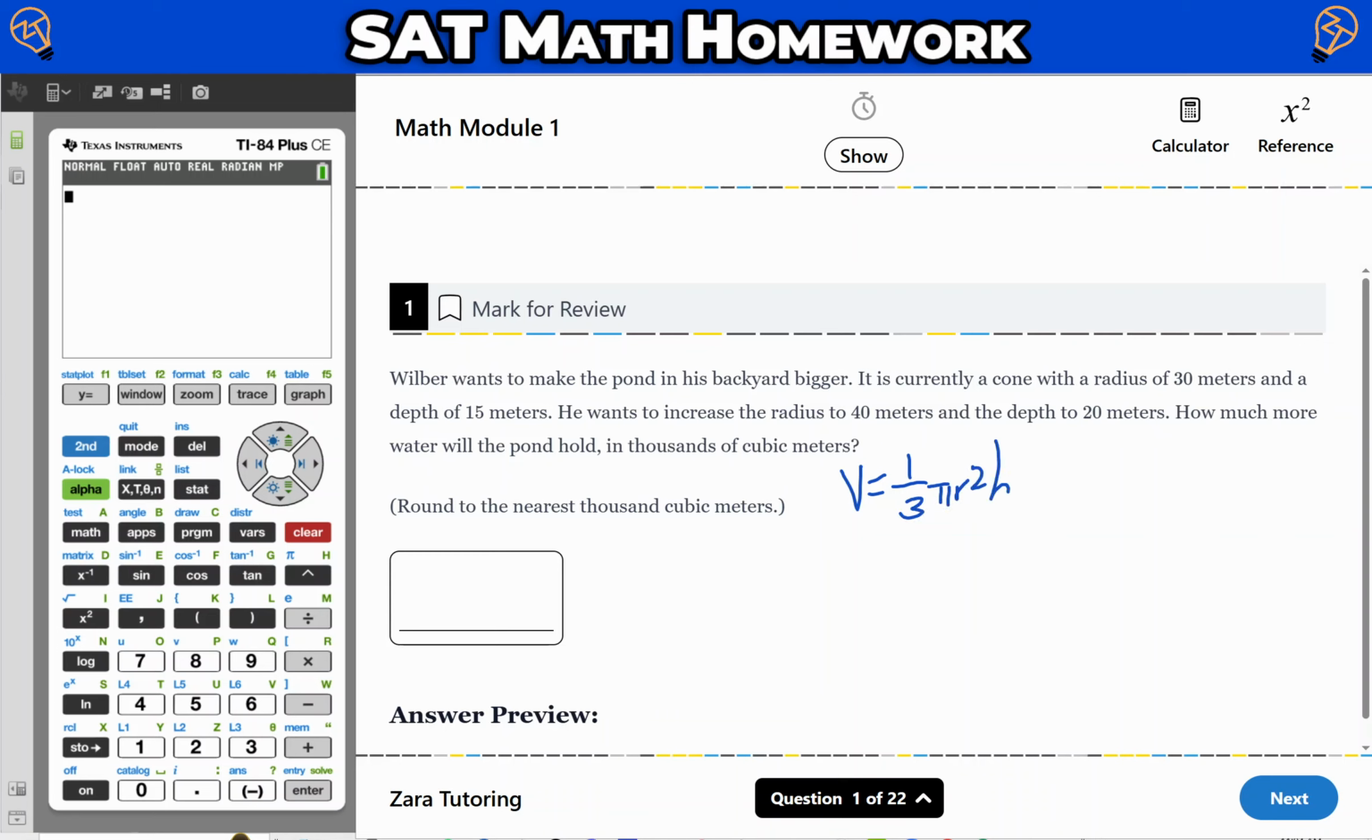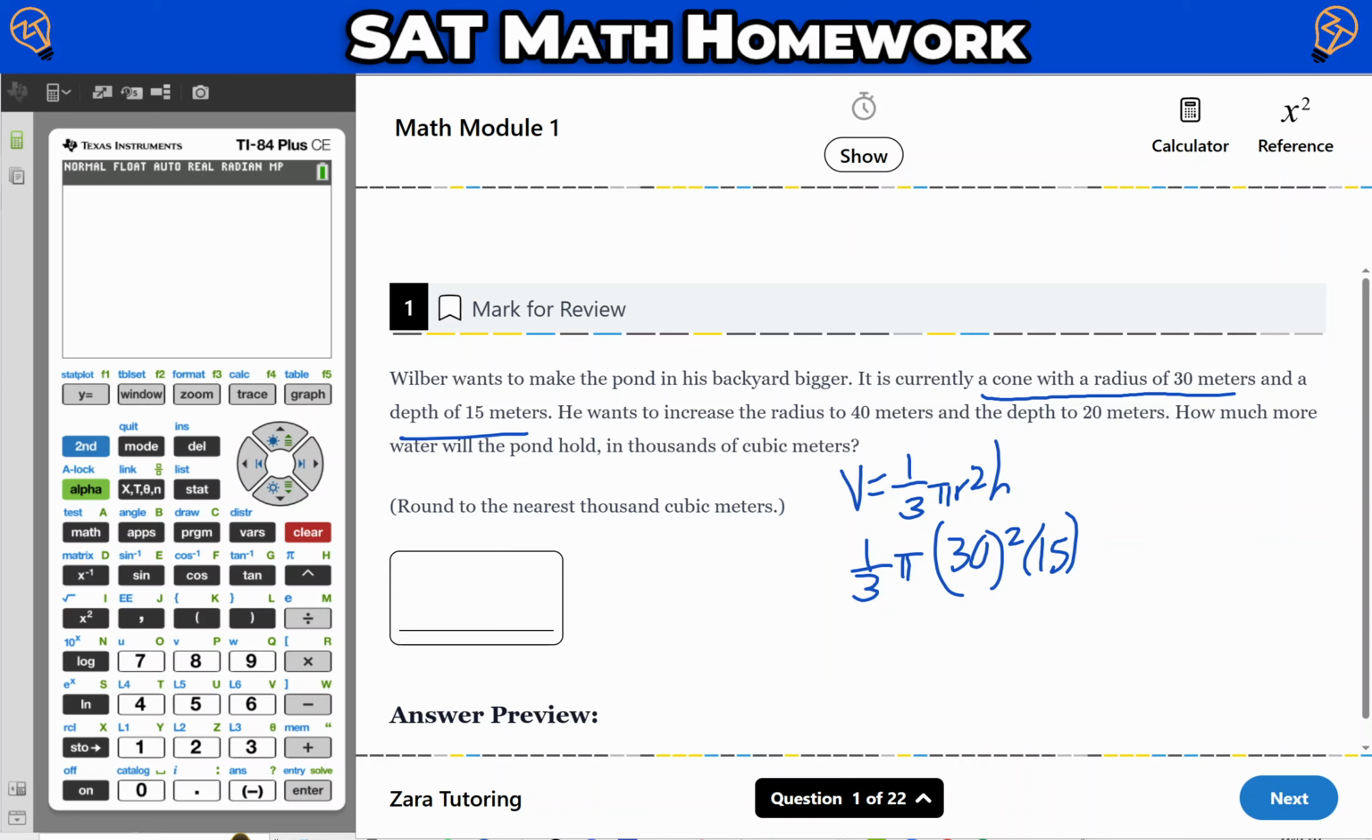And let's fill in everything we know about the original pond. So it's currently a cone with a radius of 30 meters. And the depth, aka the height, is 15 meters. I'll fill in the 1/3 and the pi.